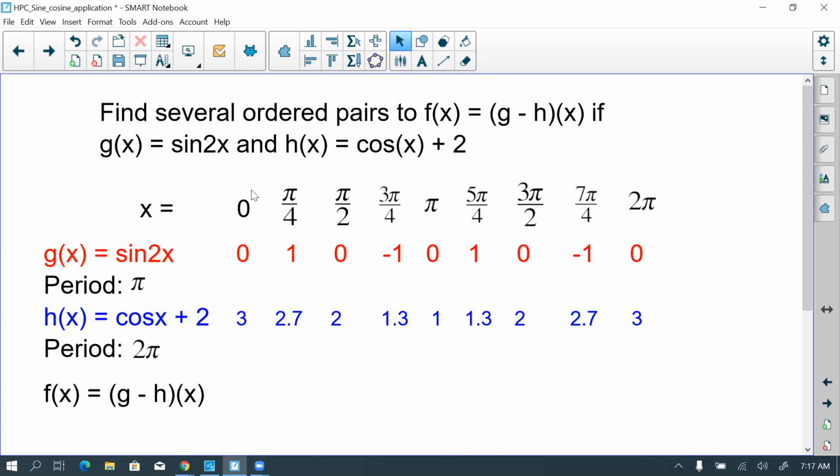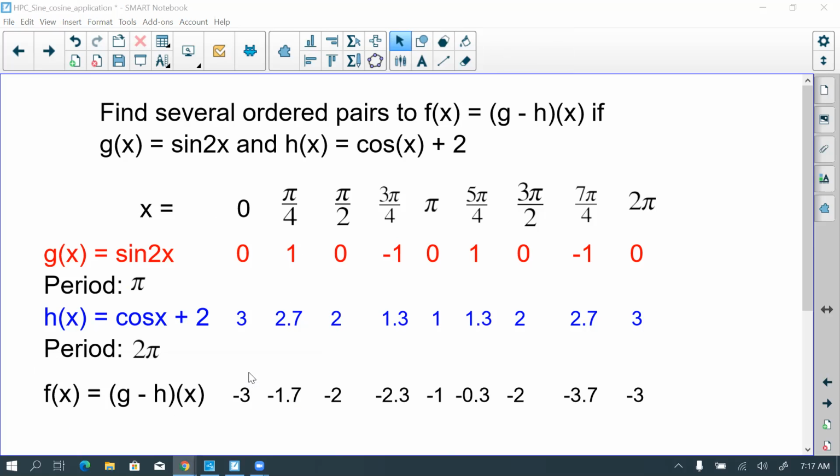And that's what I'm going to do. When x is 0, f will produce whatever 0 minus 3 is. So -3. So that's 1 ordered pair, 0, -3. When x is pi over 4, f is going to produce whatever 1 minus 2.7 is. So -1.7. And I just keep on going down the line until I get 9 y values for f. So I get 9 x values for f, 9 matched up with 9 y values for f, which means I've got 9 ordered pairs for f. And that's going to help me graph this thing.